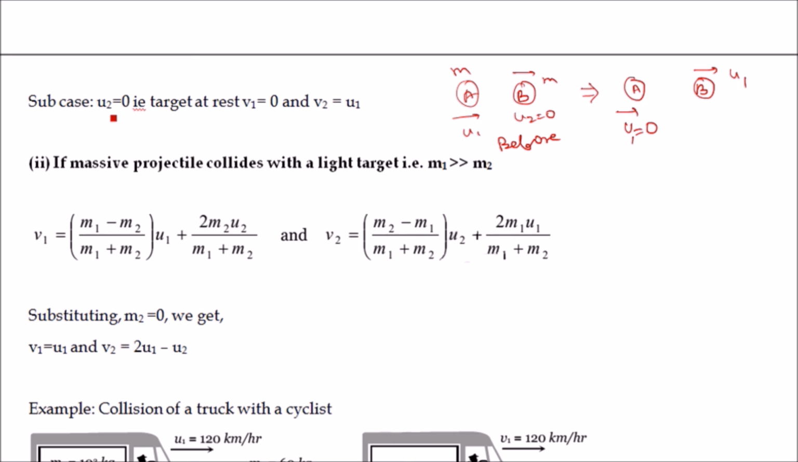It's written here that when u2 is equal to 0, that is target at rest, then the velocity v1 is equal to 0, that is the velocity of the first body will be equal to 0 after collision, and the second body will start moving with a velocity equal to that of the first body.